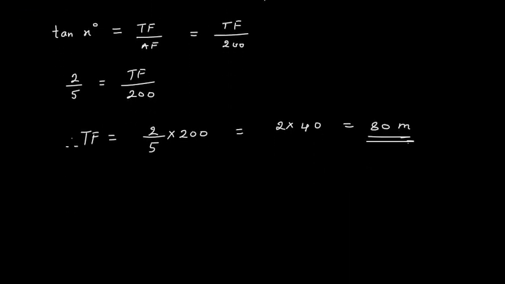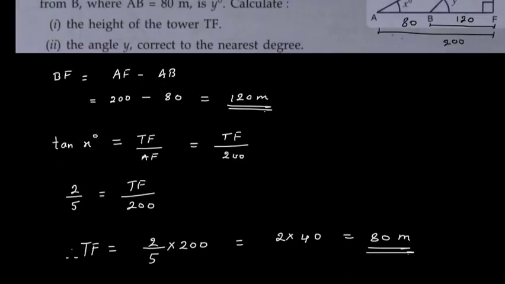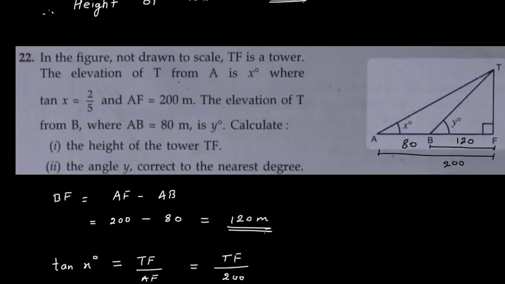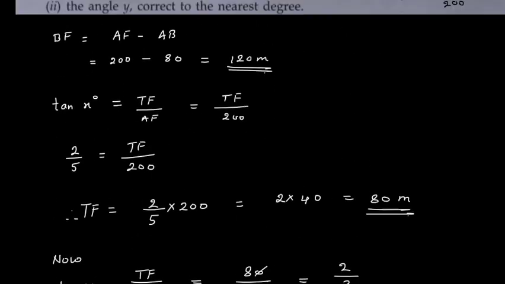Then tan y. Tan of y is opposite, that is TF, divided by adjacent, BF. The value of TF is 80 and the value of BF is 120. So 80 divided by 120, cancel the zeros, 4 times 2 is 8 and 4 times 3 is 12. This is 2 divided by 3. Tan y is 2 divided by 3.